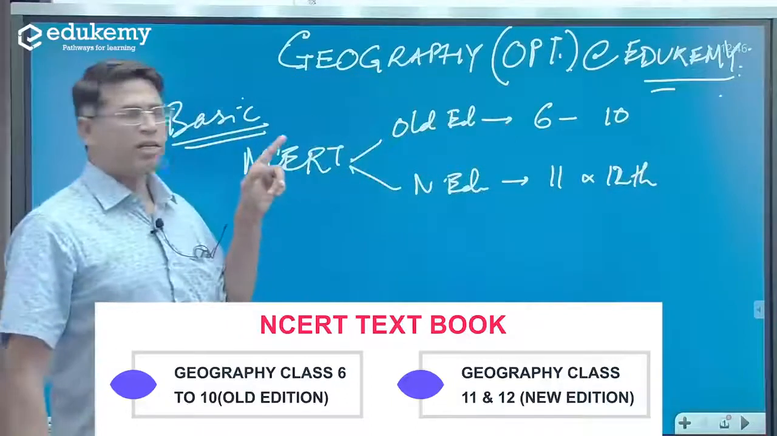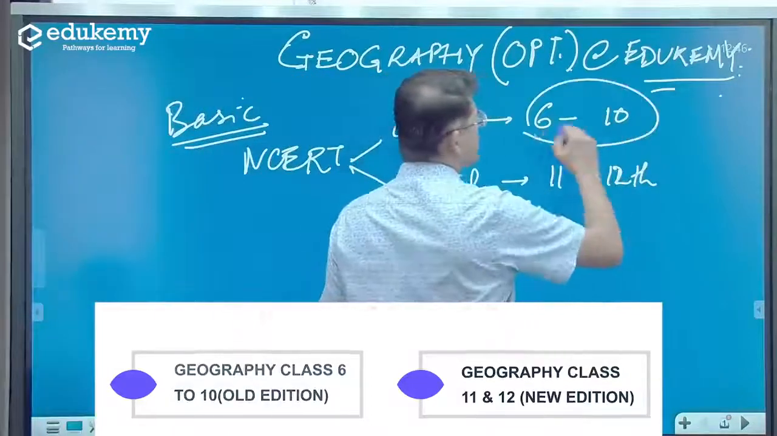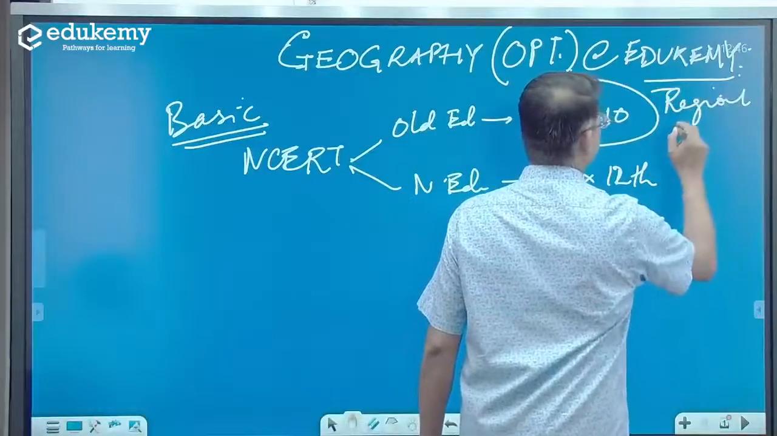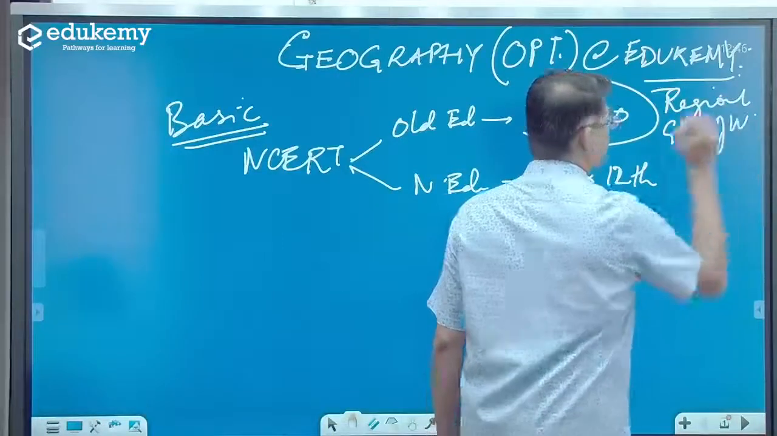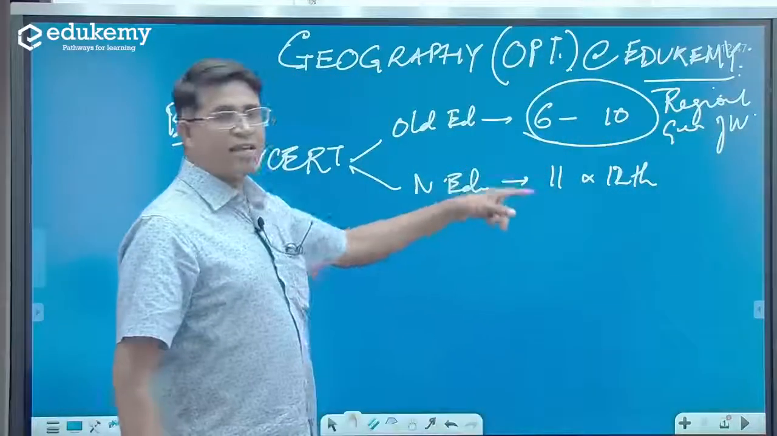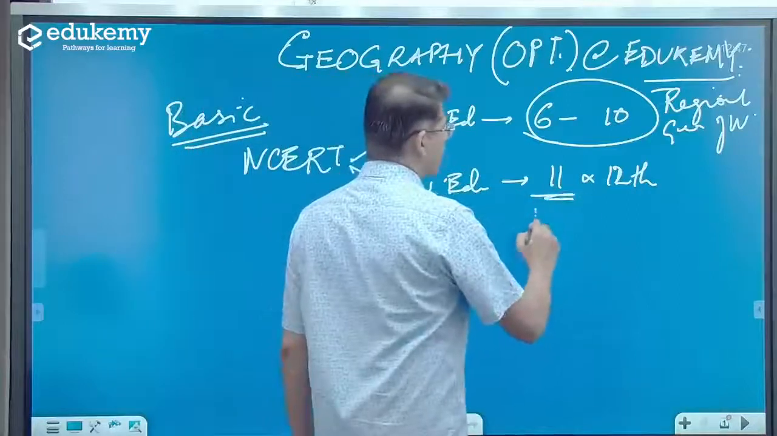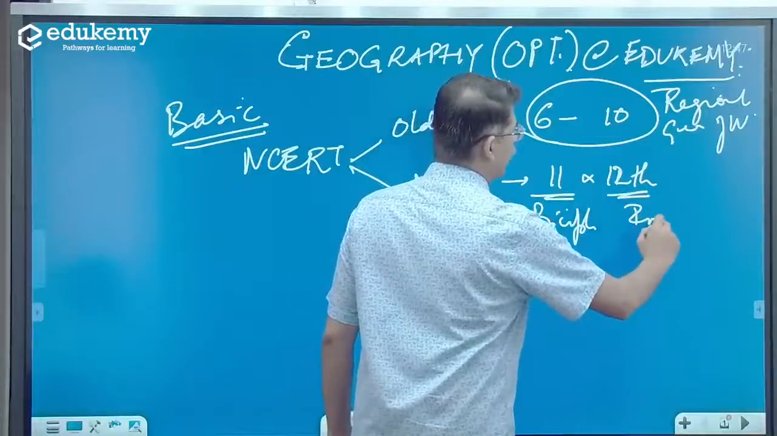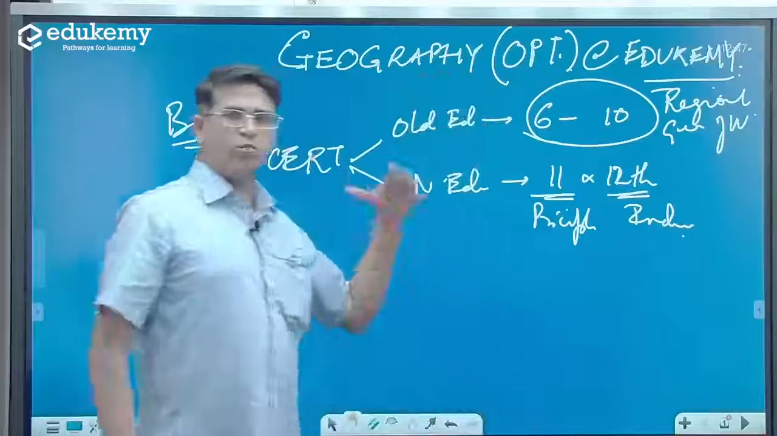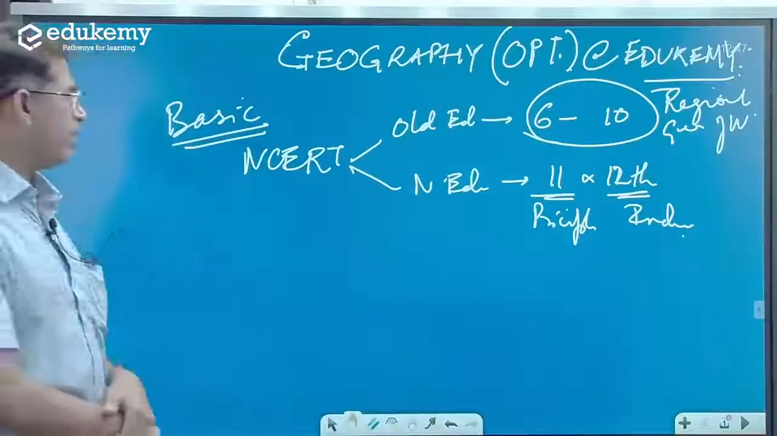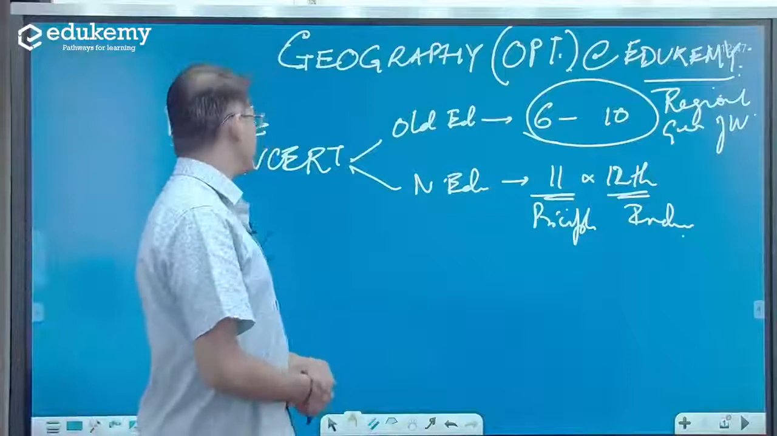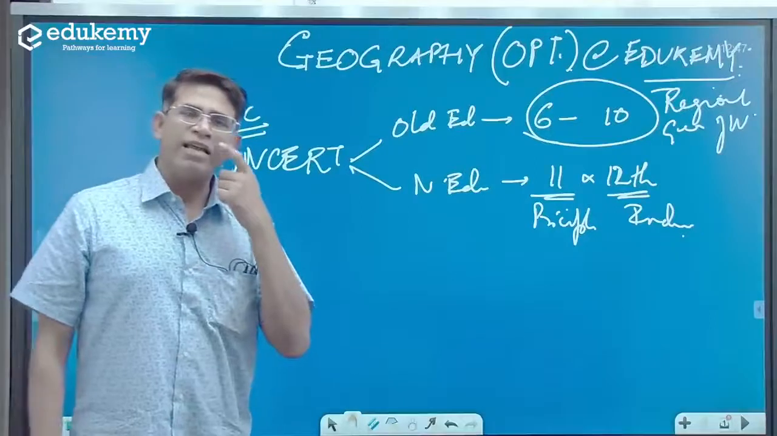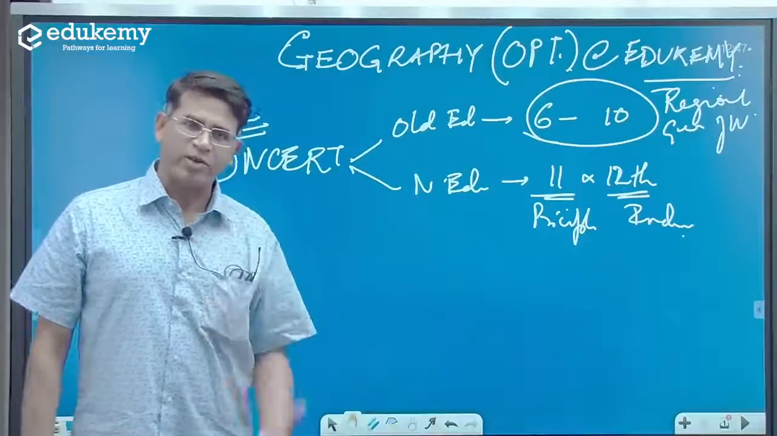The old edition, these 6th to 10th class books, have what we call regional geography of the world. Whereas class 11th and 12th are general principles, more of paper 1 type, and class 12th has more of Indian geography. There are two books, total 4 books, 11th and 12th, plus some additional portions they have added. So NCERT books are like basic reads. This is not something I will tell you to read, but I expect you should read thoroughly.